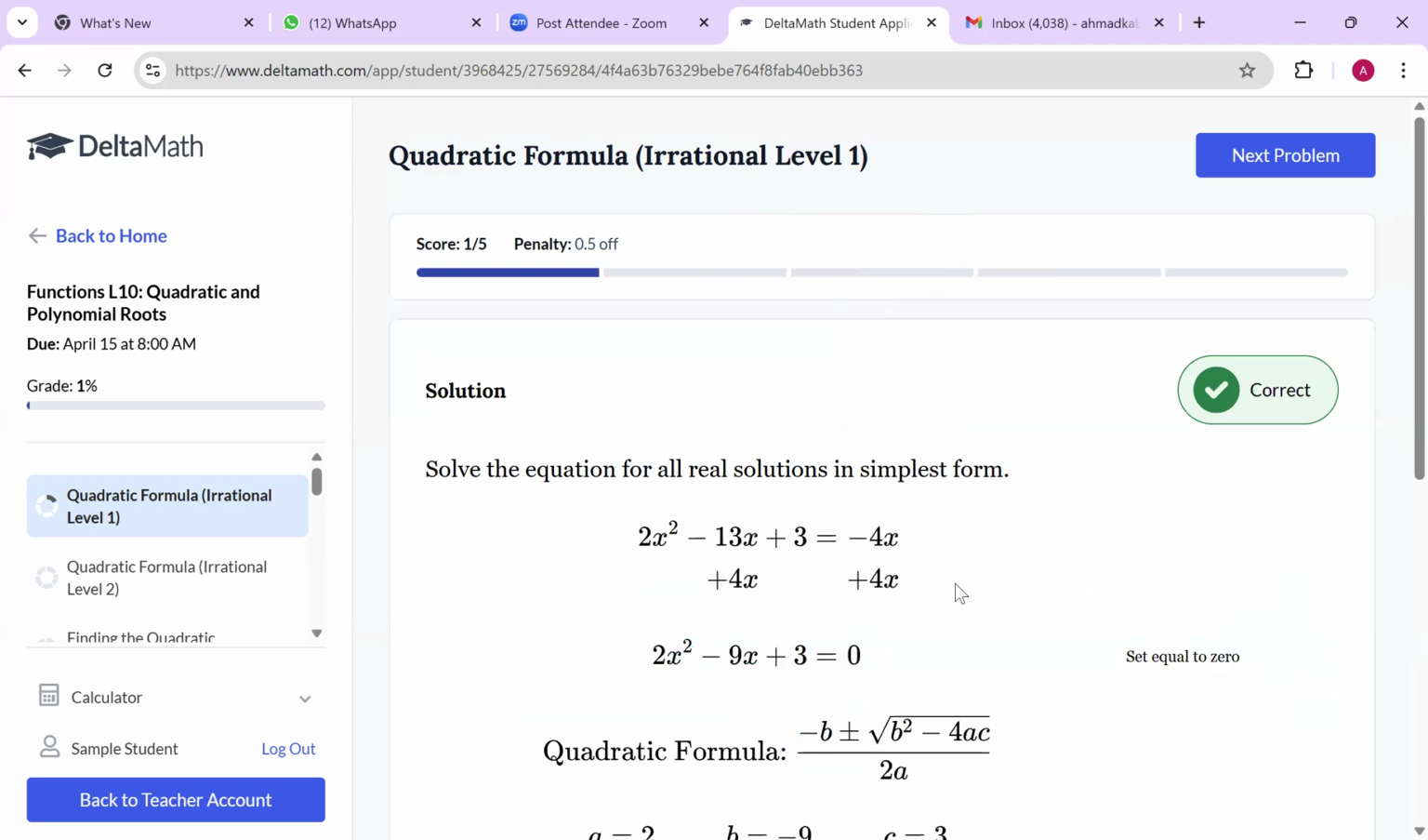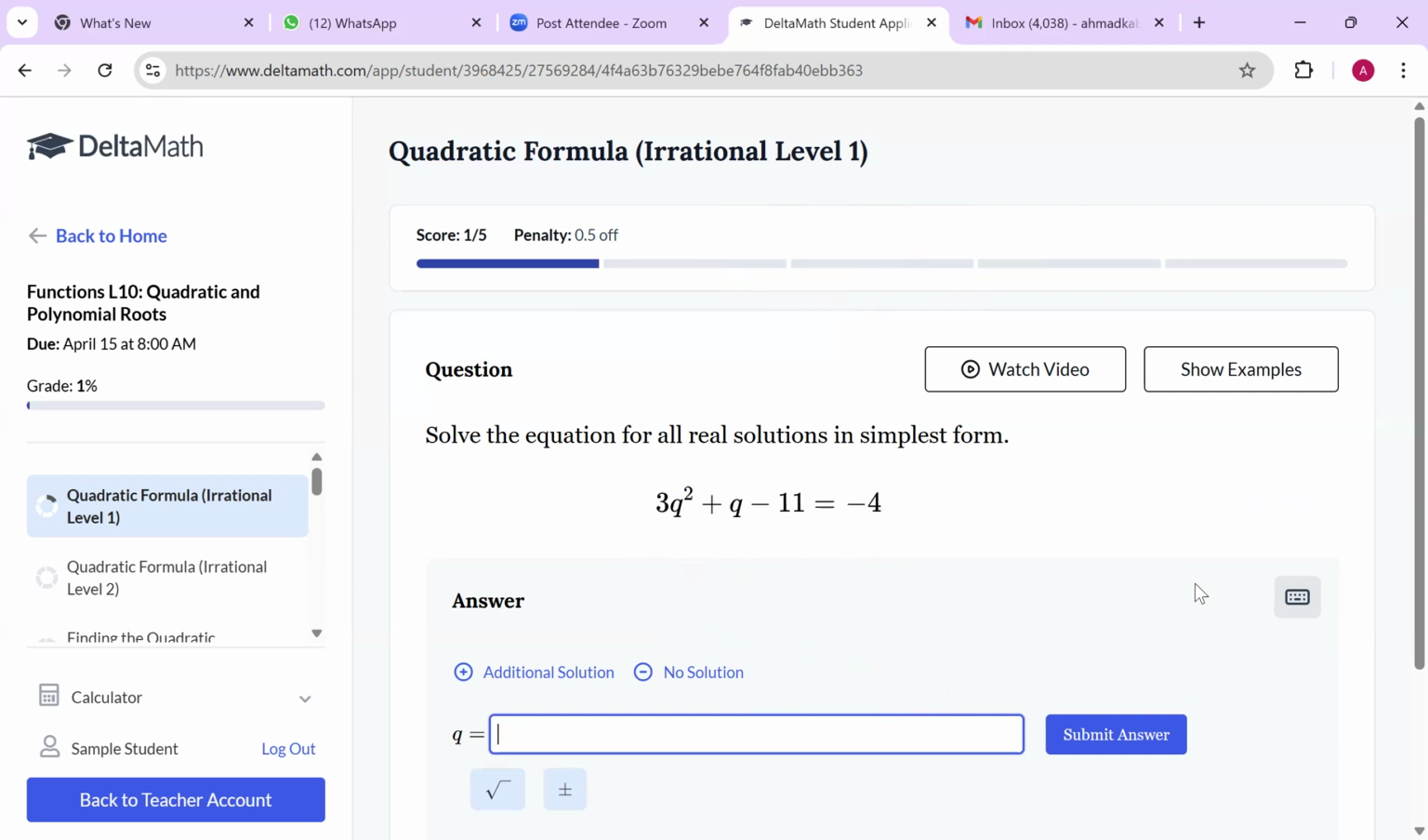Let's try another example. So again, the first thing we do is we convert this into standard form. We take the negative 4 over here, so we get 3q power 2 plus q minus 11 plus 4 equals 0. So 3q power 2 plus q minus 7 equals 0. Now a equals 3, b equals 1, it's as if we have 1 here, and c equals negative 7.